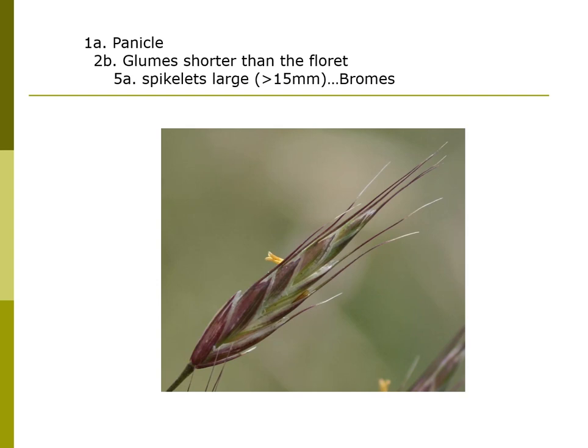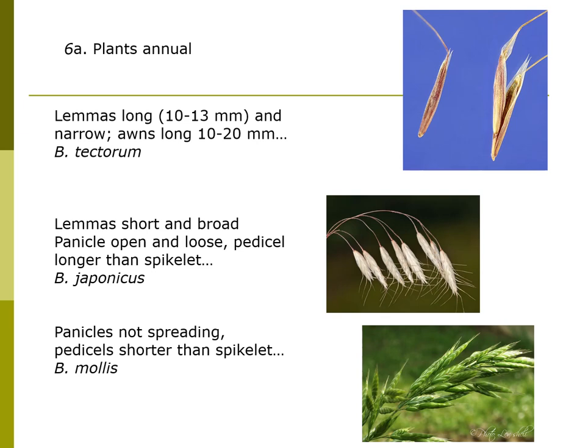So still in the panicle group, but we're backing out to glumes being shorter than the florets, which you see here. And then the first group we'll take on here is those with large spikelets being greater than 15 millimeters, and this is going to be the bromes. There's a few annual bromes that we run into repeatedly in the Intermountain West, and most people just automatically call them all cheatgrass, but there's a few distinctions to be made.